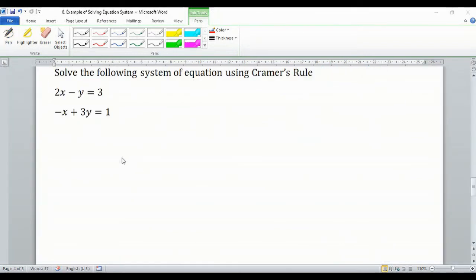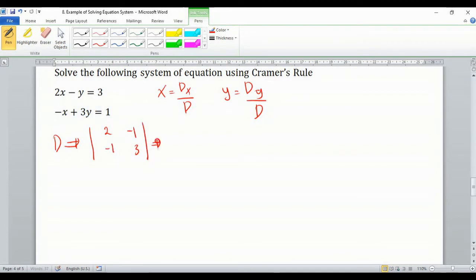Solve the following system of equations using Cramer's rule. Remember for Cramer's rule, because they just have two variables, we can use x equals dx over d, and then y equals dy over d. Remember that you need to find d first. D means the determinant, correct? So the determinant of the matrix 2, -1, -1, and 3 is 2 times 3 minus 1 times -1, right? So this value is 6 minus 1, so this value is 5.